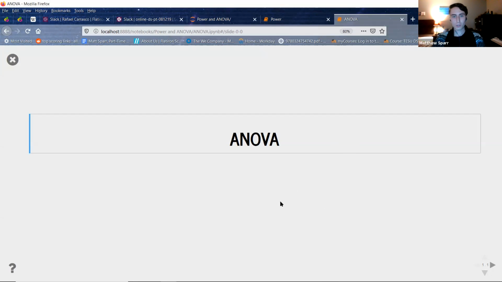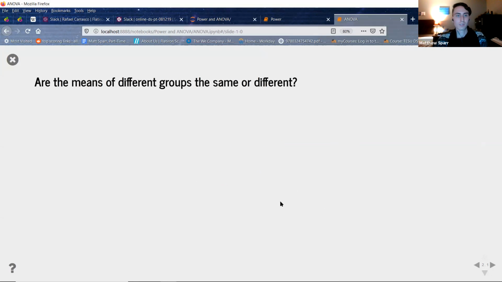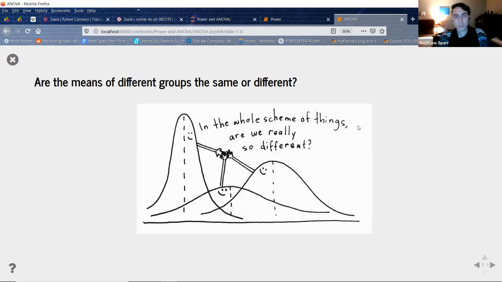All right, so ANOVA, or analysis of variance. We've been doing hypothesis testing with two groups basically, and now ANOVA lets us go beyond two groups. So are the means of different groups the same or different? And here's a little cartoon to kind of show that. If we have three different groups, different distributions, how can we say they're all actually part of the same group overall?